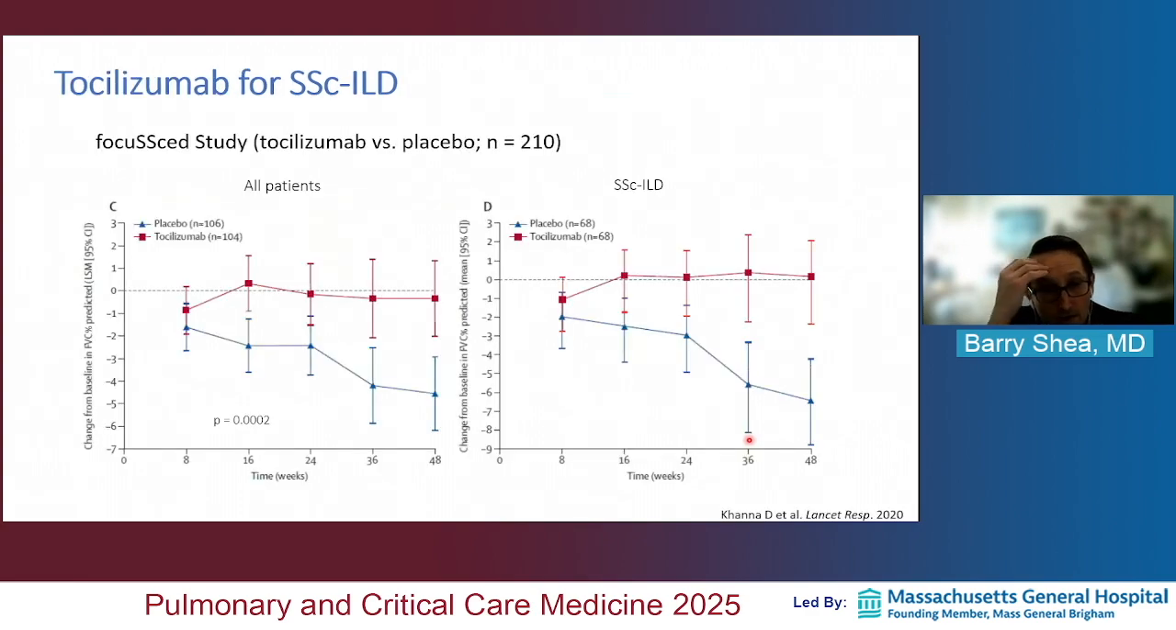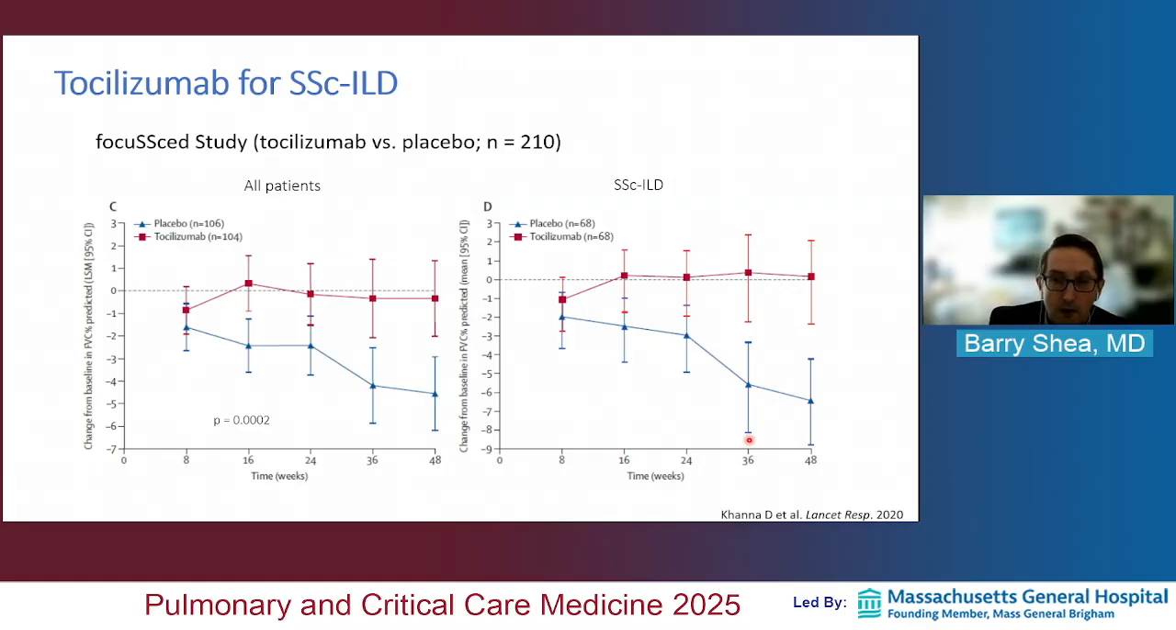There's been a lot of interest in tocilizumab in scleroderma as well, and much of this is based on the FOCUS trial. It was published just a few years ago. This was a randomized controlled trial, phase 3 RCT of tocilizumab versus placebo. But the target population here wasn't interstitial lung disease. This was diffuse cutaneous scleroderma. These patients had relatively recent diagnoses.